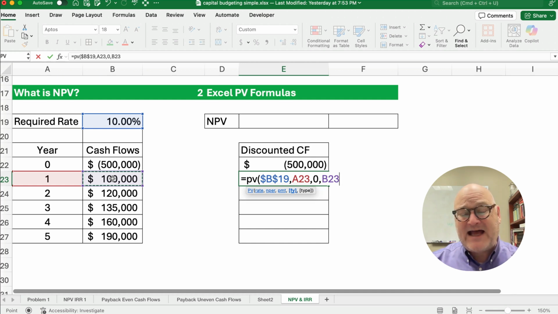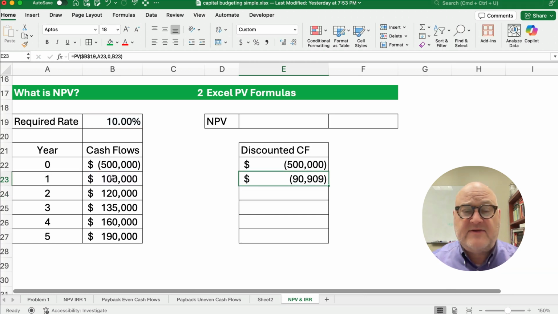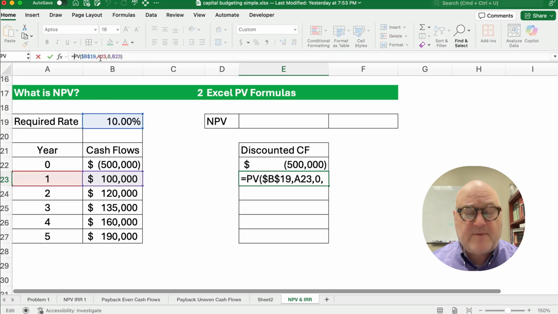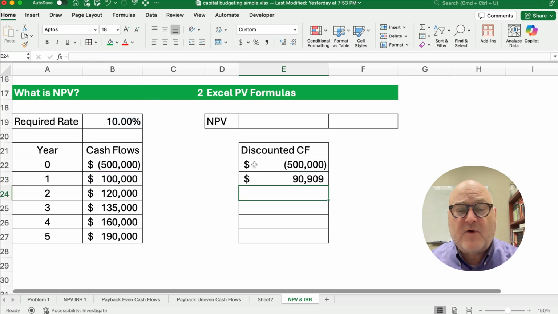And then the type is, does payment happen in the beginning or the ending of the period? We don't need that. There's no payment, no stream of payments. So we're going to say this is $90,909. Now what's the problem? We want this to be a positive number, so we're going to make this a negative present value. So therefore we have a positive 90,000.